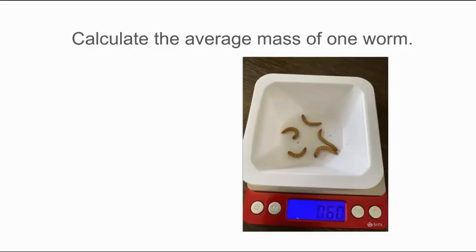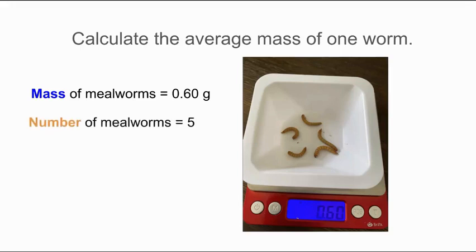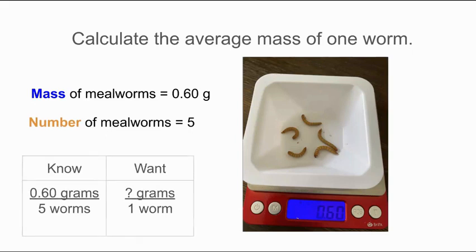In order to calculate the average mass of one worm, you need some information. So here's the information we have. We know that the mass of our mealworms in this image is 0.60 grams, and we can see that there are 5 mealworms. We can use this information to calculate the average mass of one.